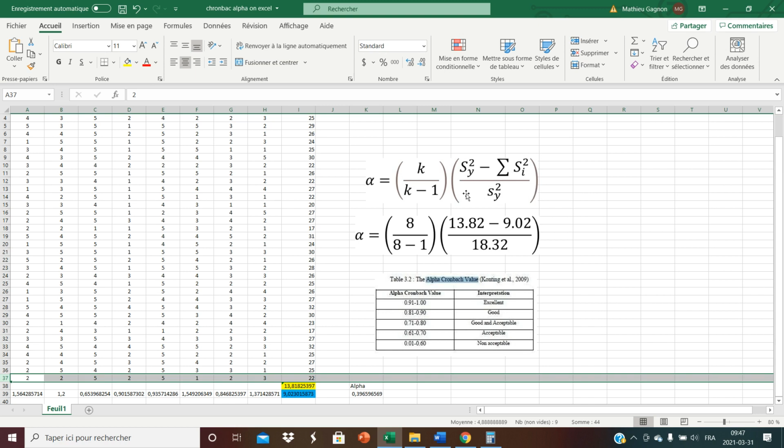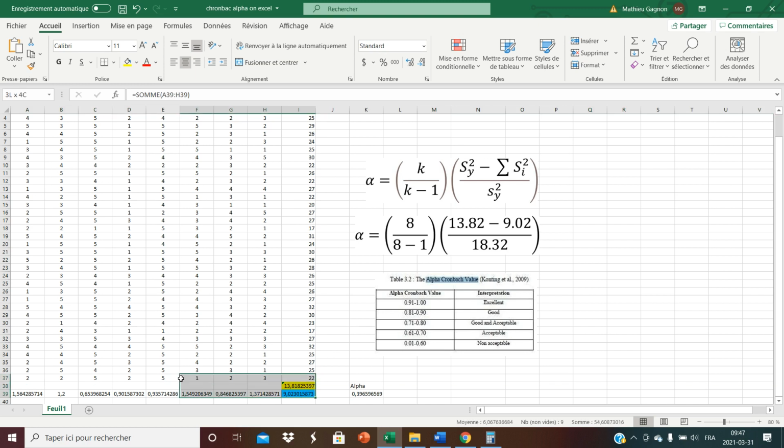Ben, c'est très simple d'obtenir ces trucs-là. Premièrement, K divisé par K-1, c'est le nombre de questions divisé par le nombre de questions moins 1. So, 8 divisé par 8 moins 1, obviously. Okay? Cette partie-là ici est un peu plus complexe. Je vais la refaire, en fait. Ici, j'ai déjà toutes les réponses, mais je vais la refaire pour vous.